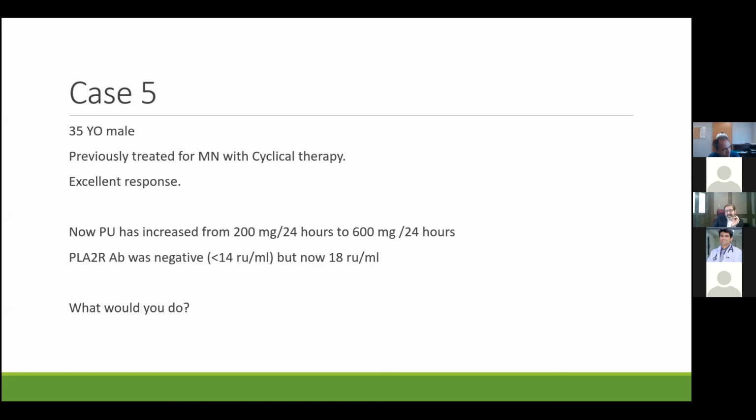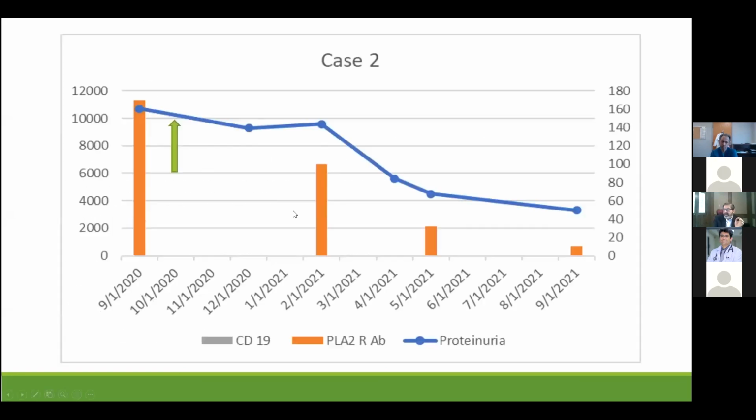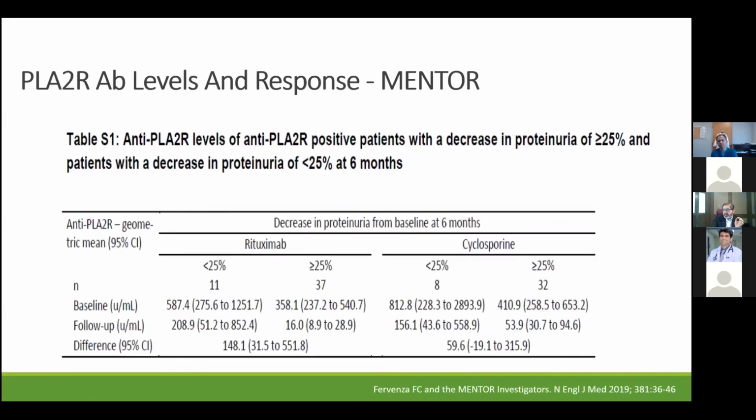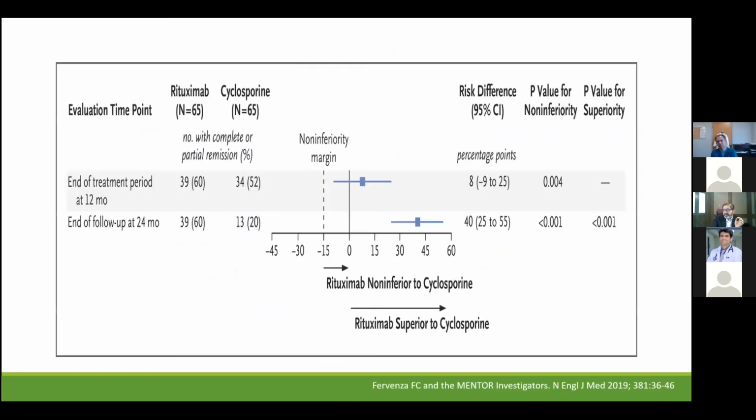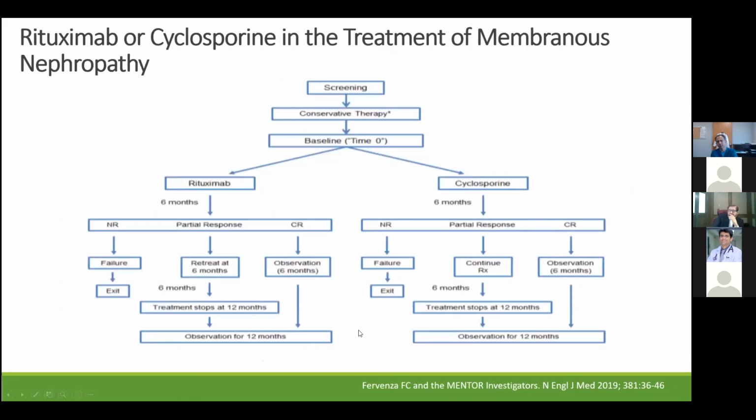Now, Aurangzeb's second question is, let me see if I can get to MENTOR. All right. So this is the classic paradigm that we have begun using for rituximab. If at 6 months you've got no response, we're done. The PLA2R antibody levels have not changed, although they were not following PLA2R antibodies in MENTOR, but I'm just saying, and the proteinuria has not improved at all, we have to do something else at 6 months. This is the MENTOR thinking.